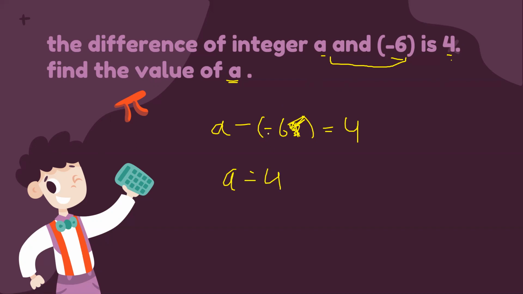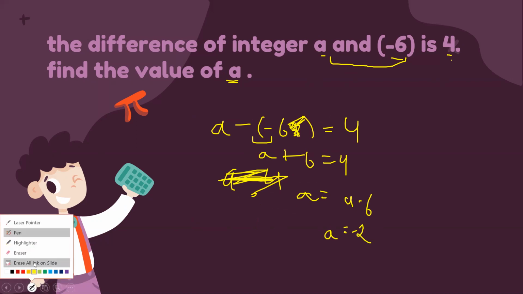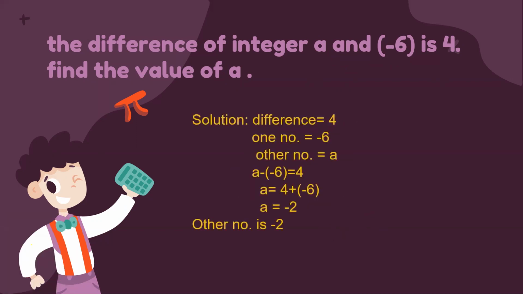Then a is equal to 4. Wait, just wait. Yeah, and see, before solving like this, first of all, solve this. You need to change the sign. So you need to write like this: a plus 6 equals 4, and then a is equal to 4 minus 6. That is nothing but minus 2. Okay, let's see the answer. Let's see in the text so that you can understand it.